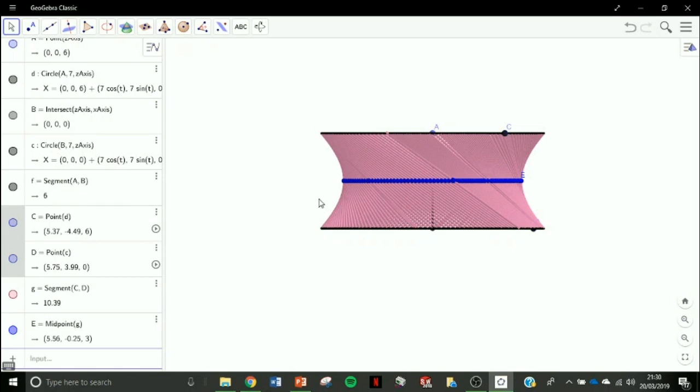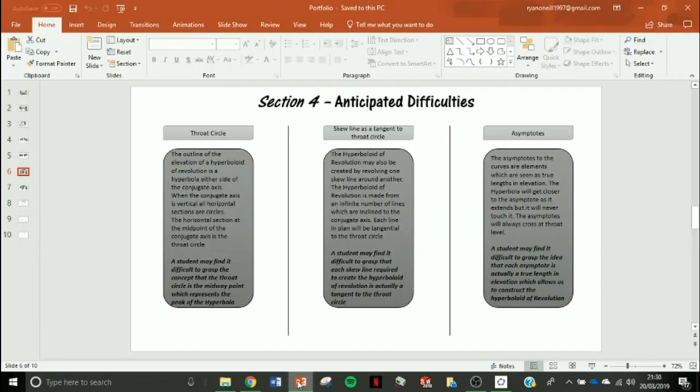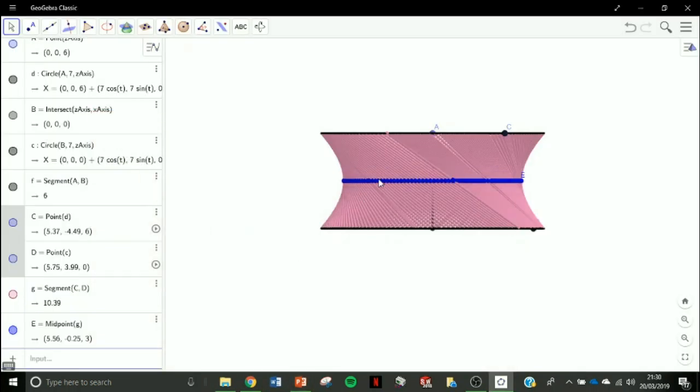This shows us that the throat circle is in fact the midway point of the hyperbola, which the students might find it hard to grasp.